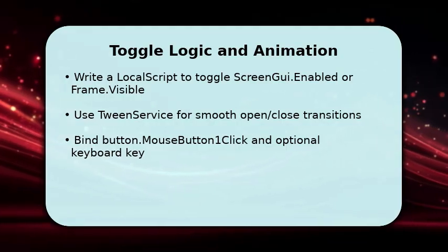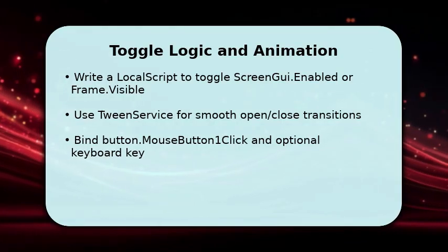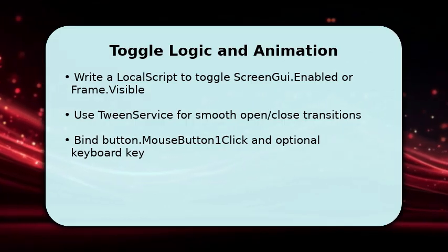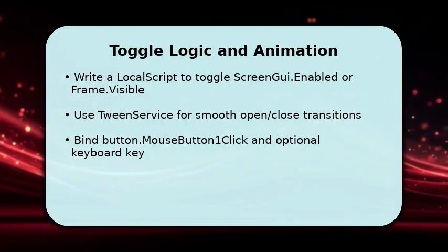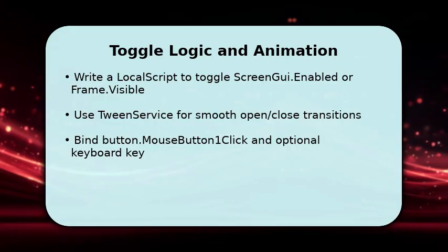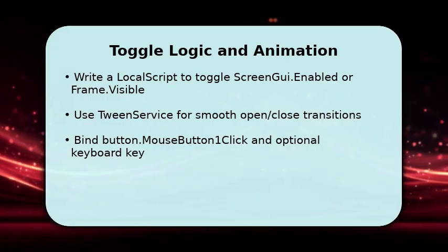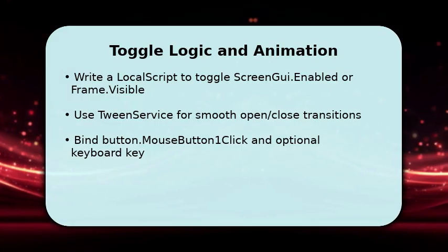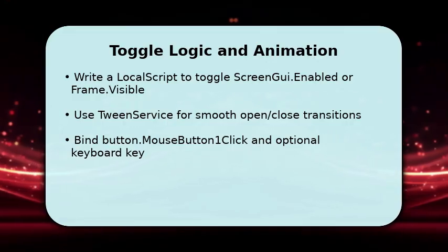Connect the button's MouseButton1Click to a function that flips visibility, and add ContextActionService or UserInputService to bind a key like ESC for quick access. Once the toggle works, debounce input so repeated presses don't break the flow.